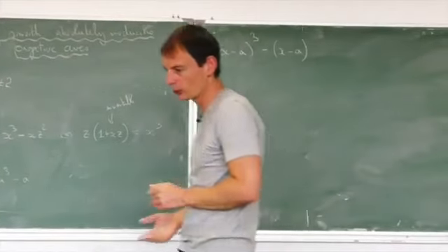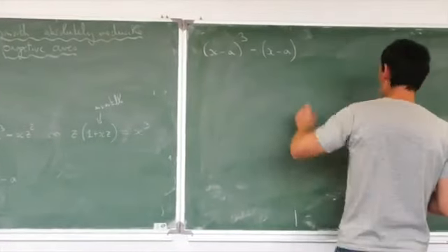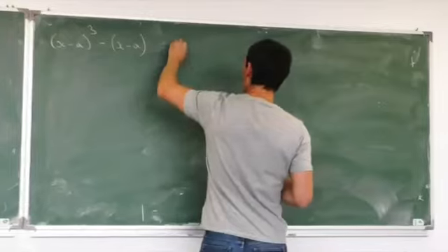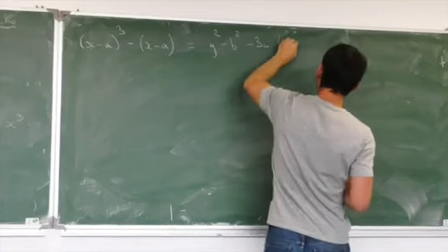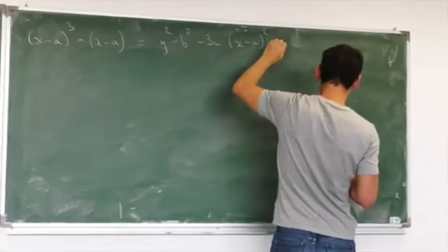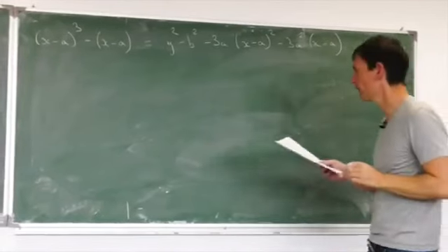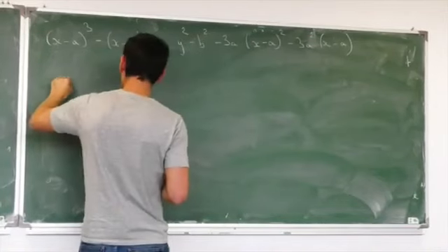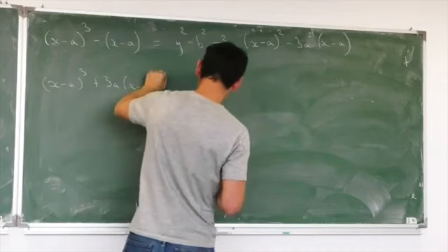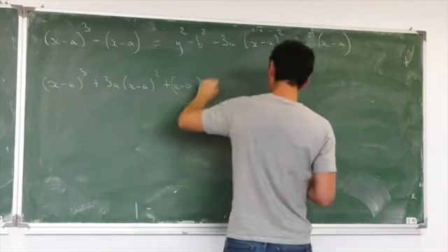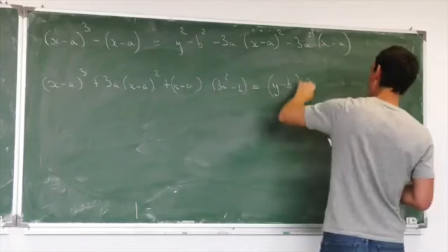Then you do the computations, and after a while you find that this is y squared minus b squared minus 3a(x minus a) squared minus 3a squared (x minus a). Okay, so that you can rewrite as (x minus a) cubed plus 3a (x minus a) squared plus (x minus a)(3a squared minus 1) equal (y minus b)(y plus b).